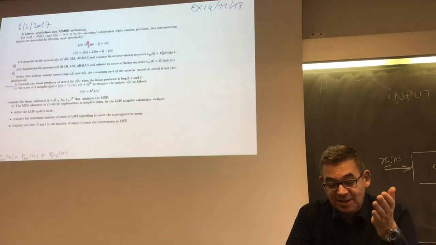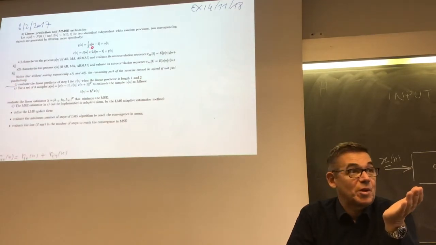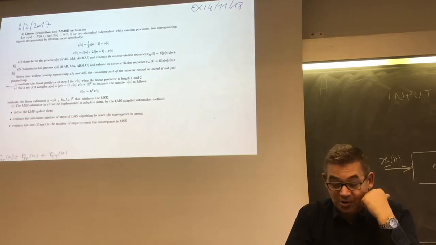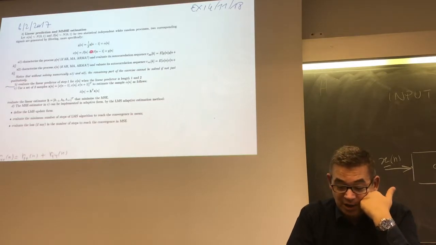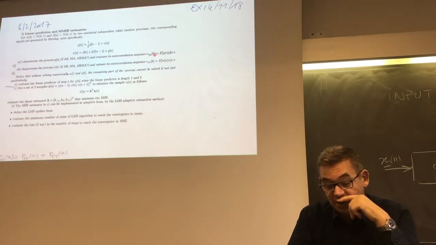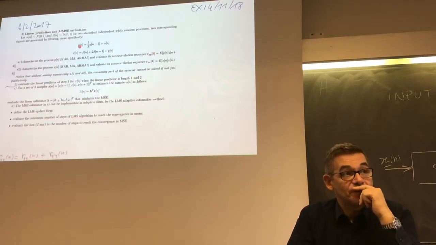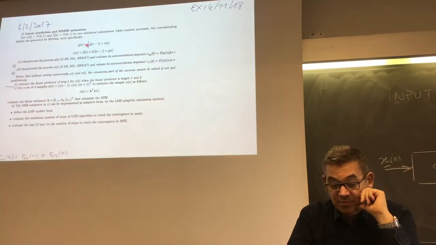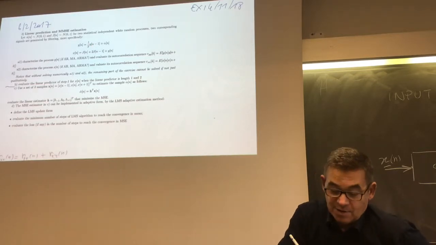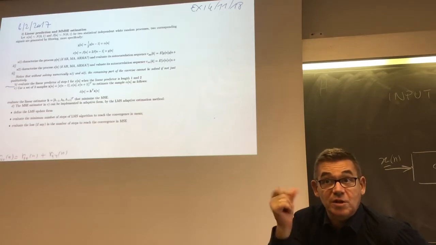This exercise is not different from the one that you saw for the intermediate exam. So let's make it very quick. First, it says characterize the process y and evaluate its autocorrelation sequence. What is y? It's y n equal to 1/3 y n minus 1 plus alpha n. So let me write it in z transform if you don't see it immediately.